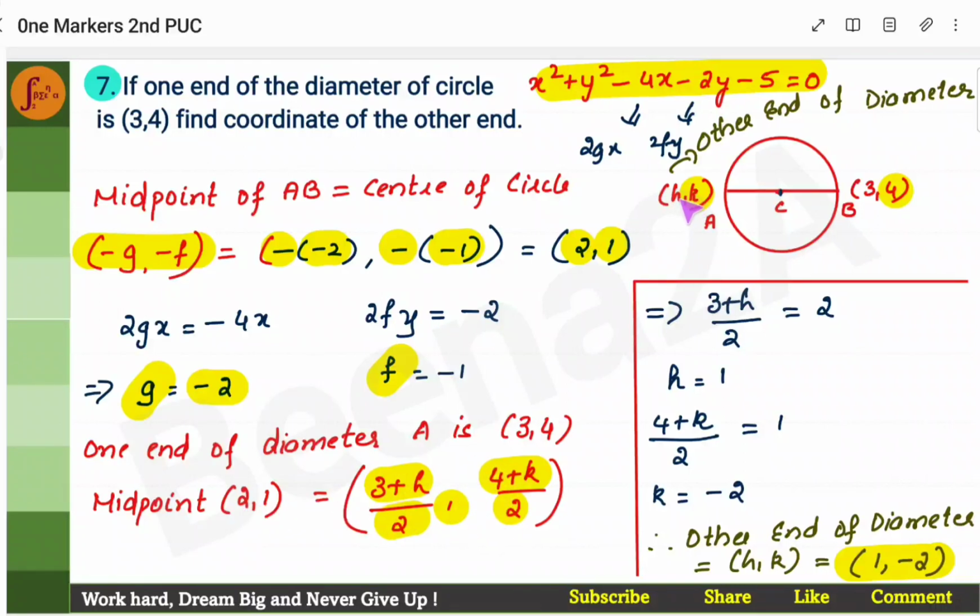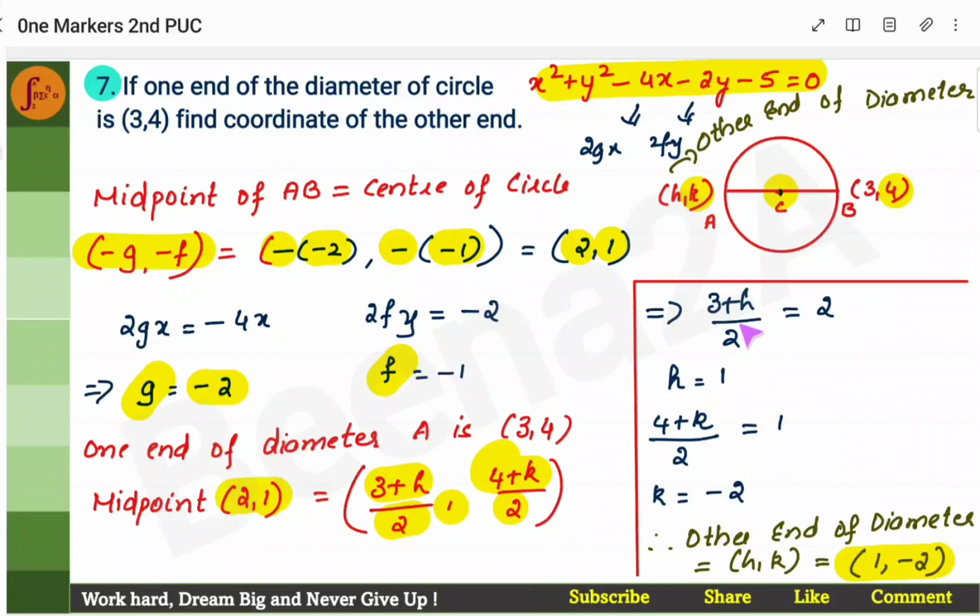Midpoint of this. What is the midpoint of these 2 points? Center. And we got the center, right? This one, (2, 1), is the center. Which means this is the x coordinate and this is the y coordinate. So this x coordinate should be equal to 2 and the y coordinate should be equal to 1.